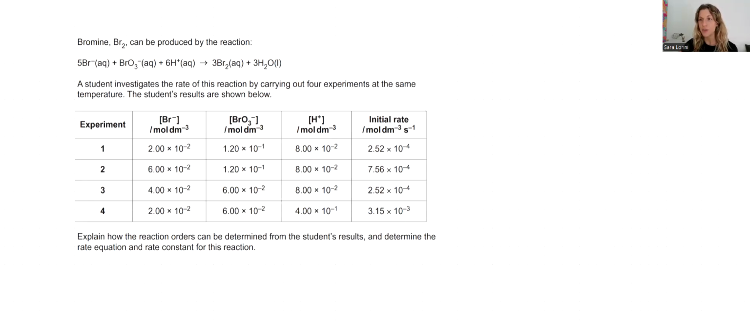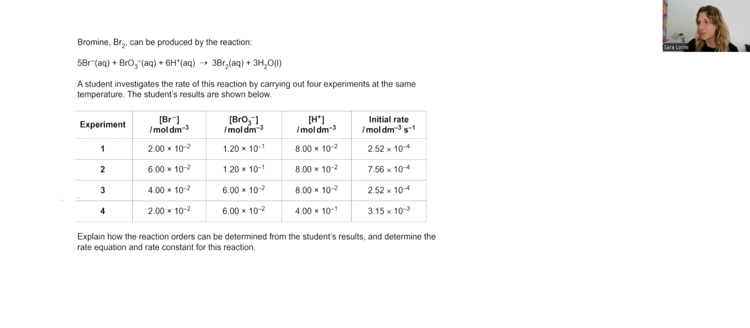And of course, I'm going to look for the easiest thing to solve. And how do I do that? Well, I'm simply going to look at the experiments where as many concentrations as possible stay the same. And that is experiments 1 and 2, because we see that the concentration of Br minus changes, while the concentration of the bromate and the hydrogen ion stays the same. So we can see straight away the difference.